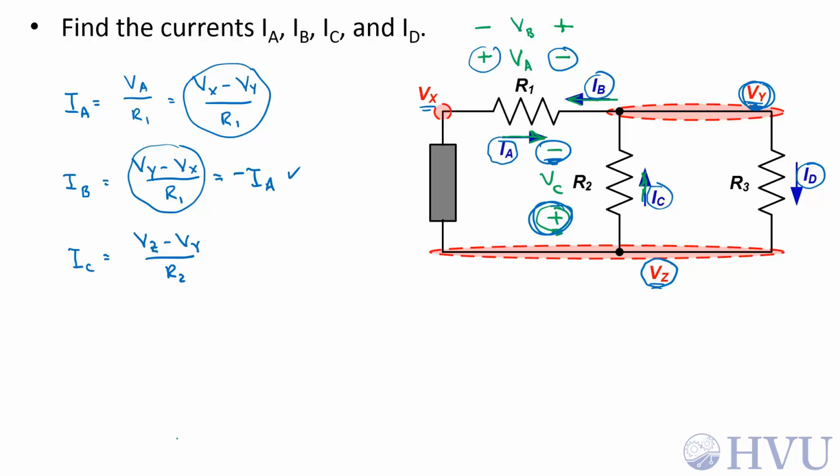Finally, let's find I sub D. To find I sub D, I need to define a voltage across the resistor R3, V sub D, such that its positive terminal is the terminal that the assumed positive current is entering. Now, I sub D is equal to V sub D, which is V sub Y minus V sub Z, over the resistance R3. That's all there is to it.